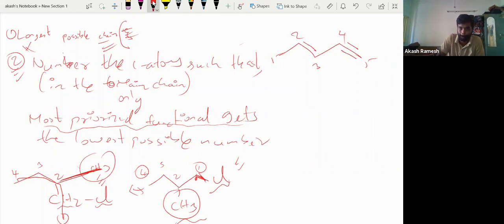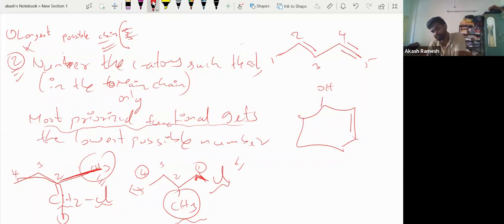Okay. What if I give you a cyclic structure? Okay, this is not very tricky. It's not tricky, but anyways, do the numbering. I have a 6-membered ring, and I have a double bond, and I have an OH. No, wait. I'll make it a little more. I am having OH here. Yeah, now you do. Actually, fine.